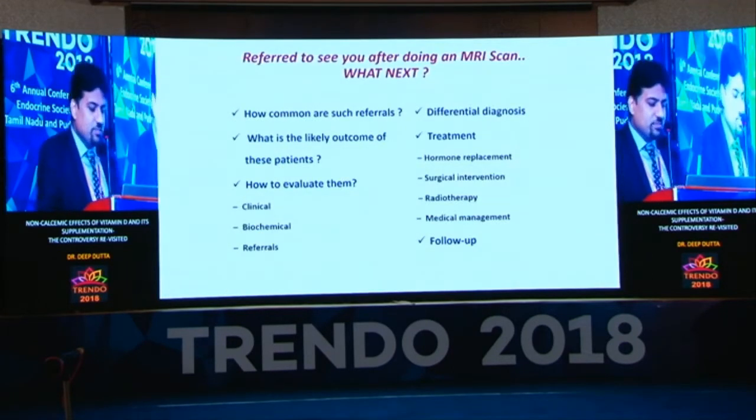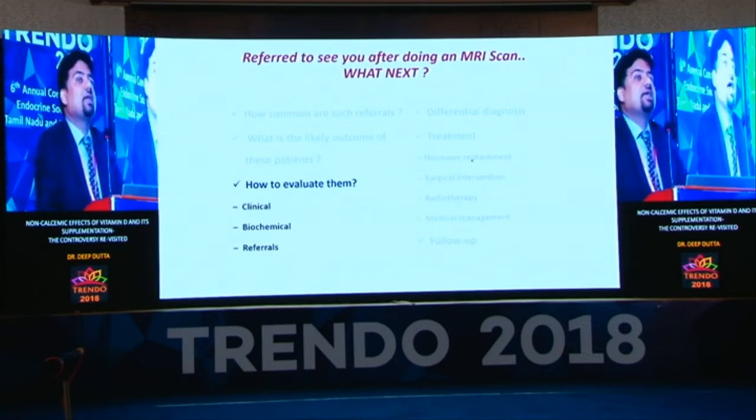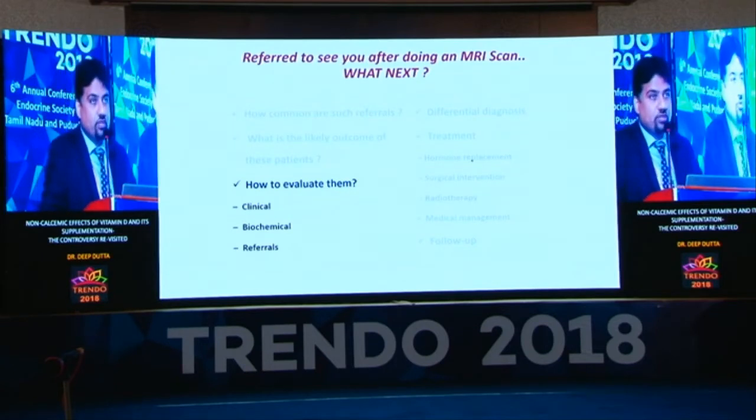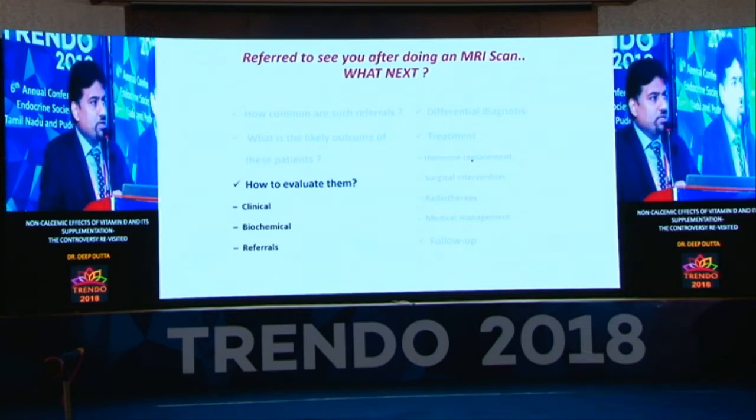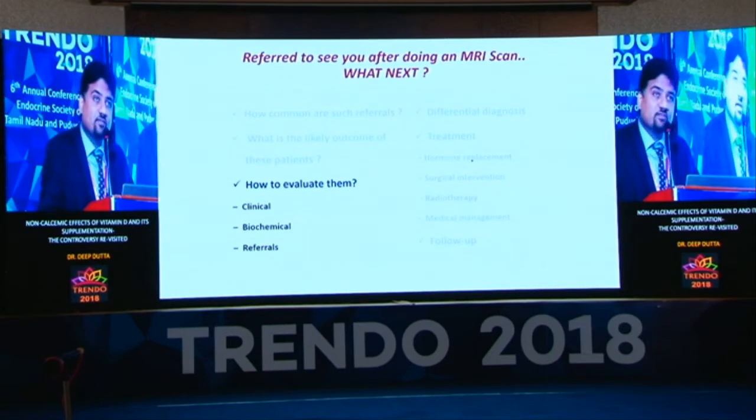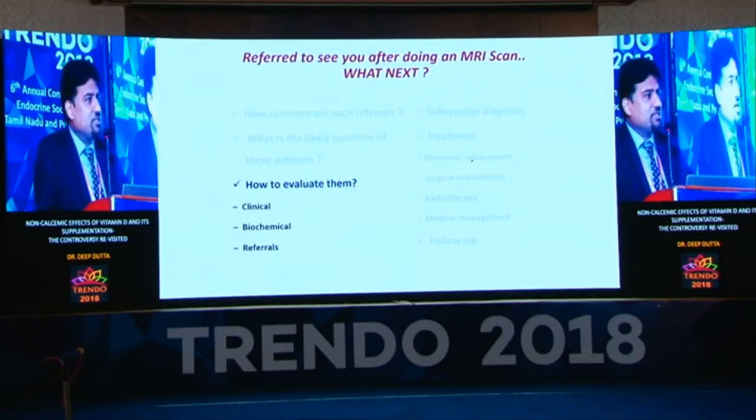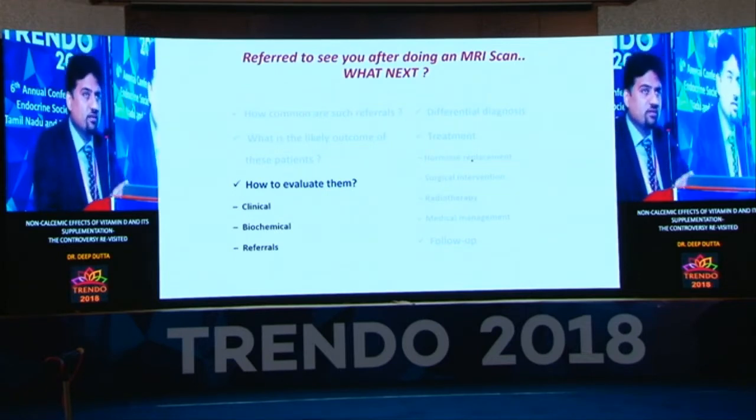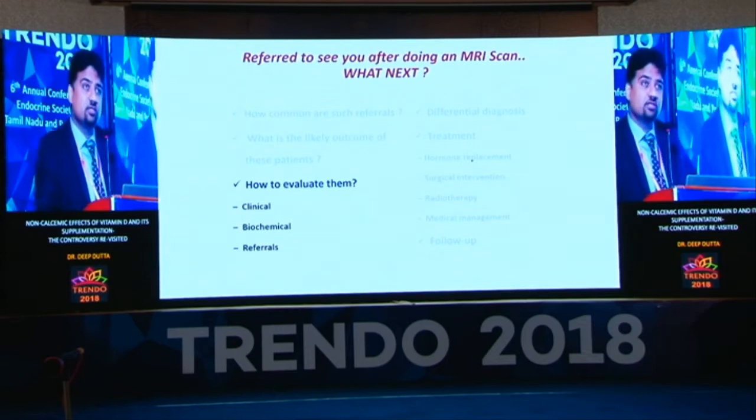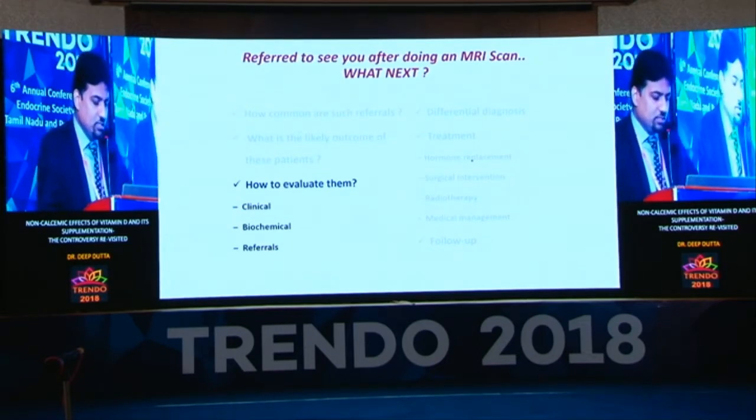So once we have this patient who is sitting in front of us with an MRI scan showing a pituitary lesion, how do we evaluate them? What are the important points in history and examination that we need to ask? What are the important biochemical investigations, whether they're hormonal or non-hormonal, what do we ask for? And which are the other specialties that we need to call upon? Do we send a referral to the ophthalmologist, to the neurosurgeon, and sometimes even to the radiotherapist? So let's look at that.